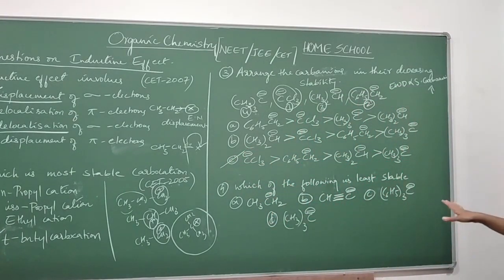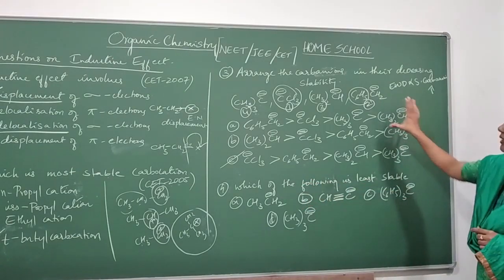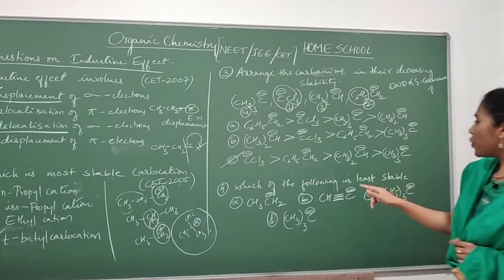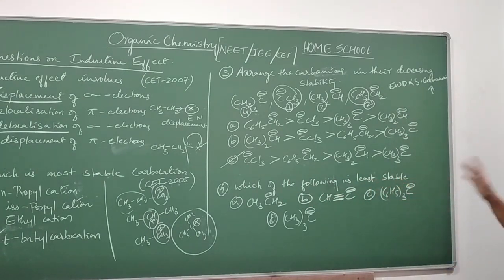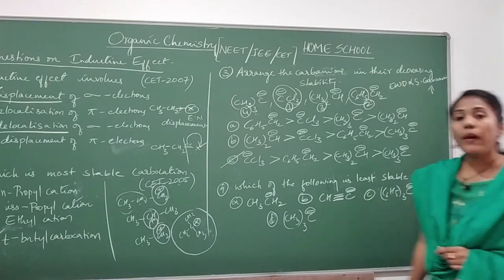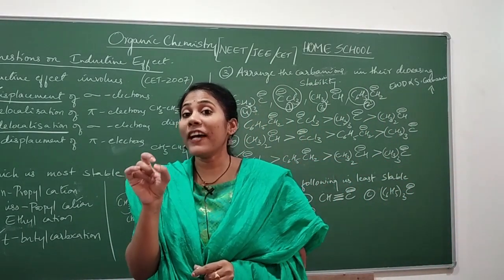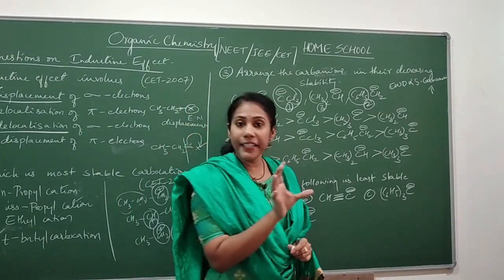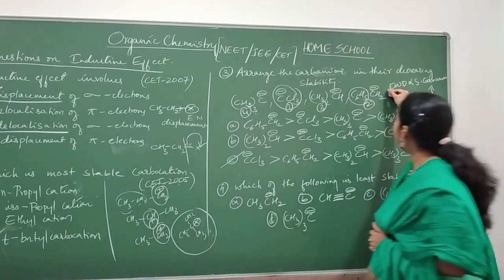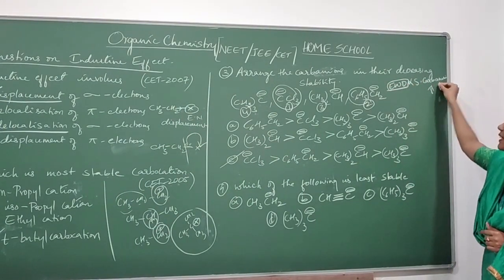Okay, fine. Coming to the fourth question, more or less similar to the previous one. Which of the following is least stable? All these are carbanions. When is a carbanion less stable? When you have more electron donating groups. When you have electron withdrawing groups, stability of carbanion increases.